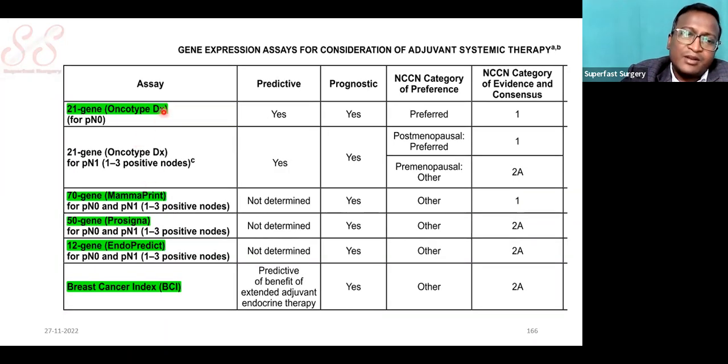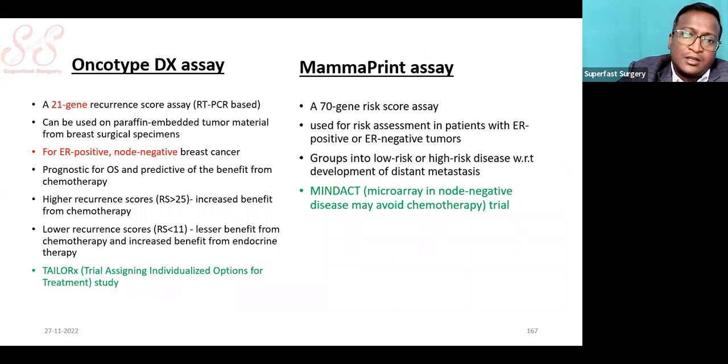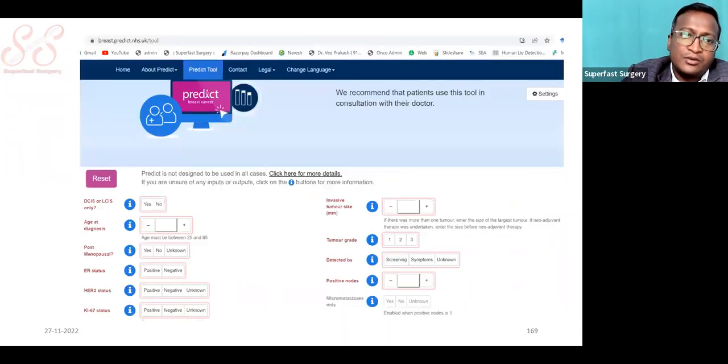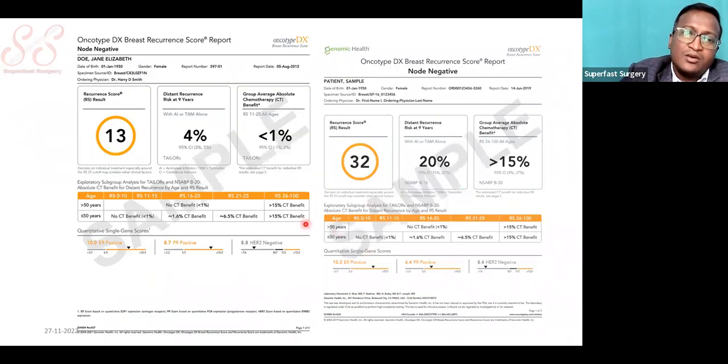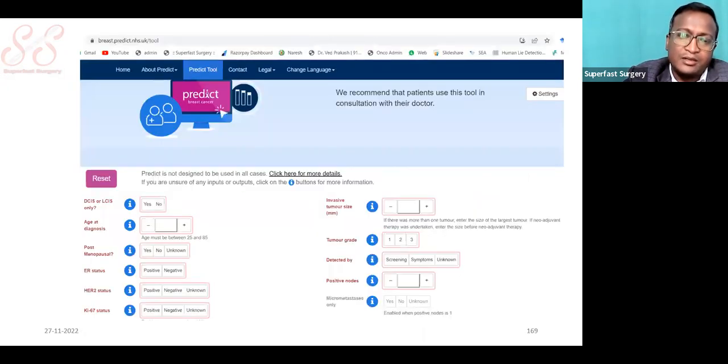Similarly, there are several other gene expression assays, like MammaPrint, which is 70 gene, Prosigna, which is 50 gene, EndoPredict, which is 12 gene, and BCI, another gene expression assay. But these are very costly measures. One Oncotype DX will cost you around 1.5 lakh. These are for celebrities, like some actors who will avoid chemotherapy provided they have a low recurrence score. For them, or for those patients who are very keen on avoiding chemotherapy, we can use Oncotype DX.